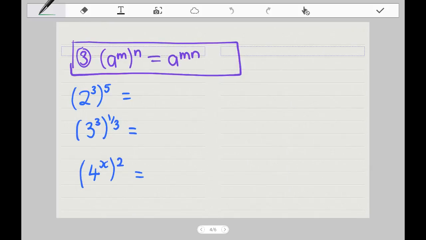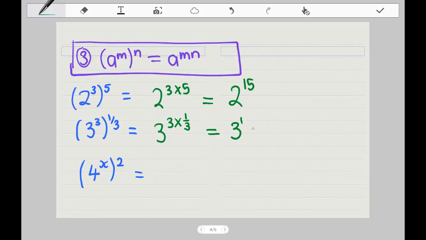So the next law is saying that if we are raising to a power, we are multiplying the exponents. So here we have 2 cubed raised to the power of 5. So it's 2 to the power of 3 times 5, which is 2 to the power of 15. Yeah, this one's interesting. Don't be afraid of fractions, okay? So this is 3, and now we're going to multiply it with a third. 3 times a third is simply just 1. So in other words, that's just 3.